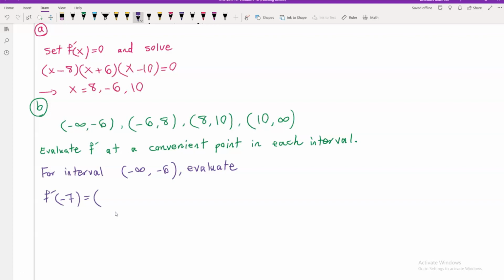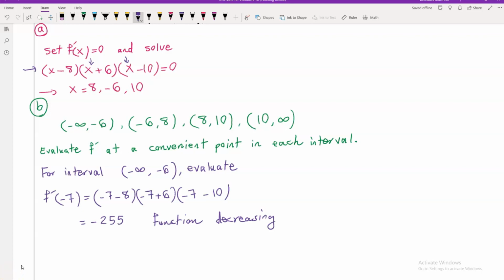So here we have f prime of x, and substitute -7: (-7 - 8)(-7 + 6)(-7 - 10), and that is equal to -255. So here we have a negative number. This means the function is decreasing on the open interval (-∞, -6).